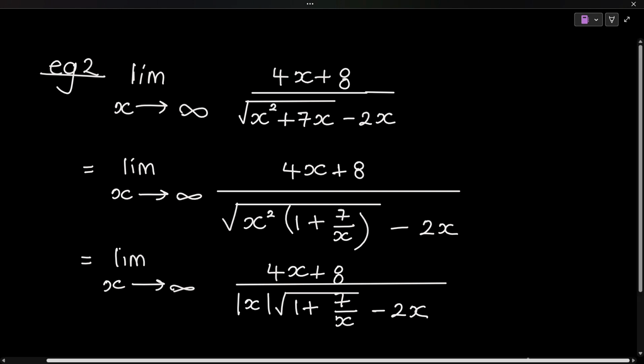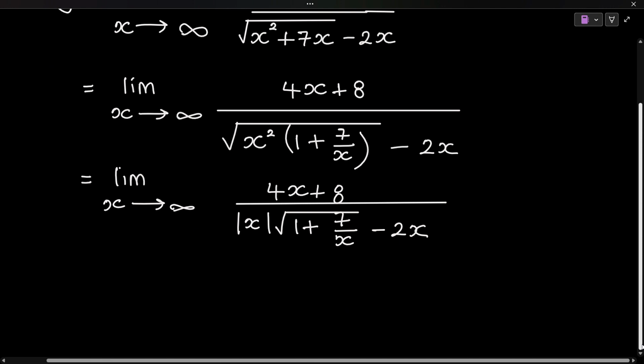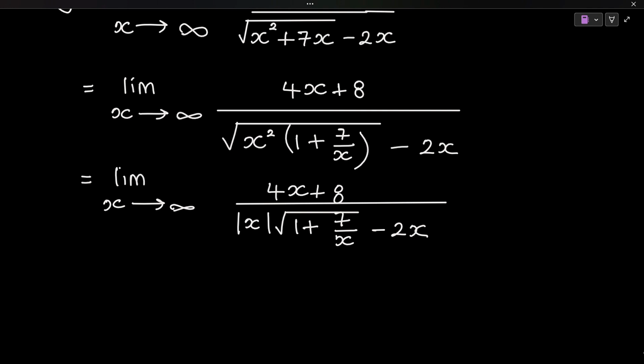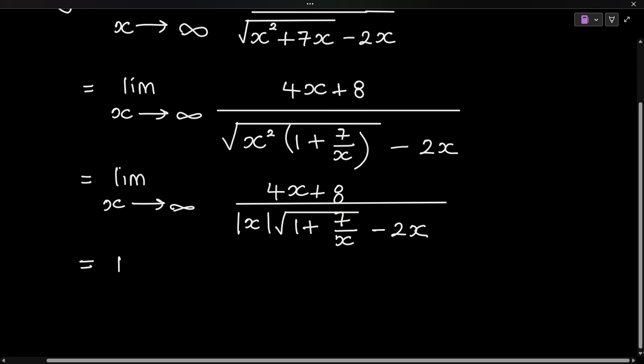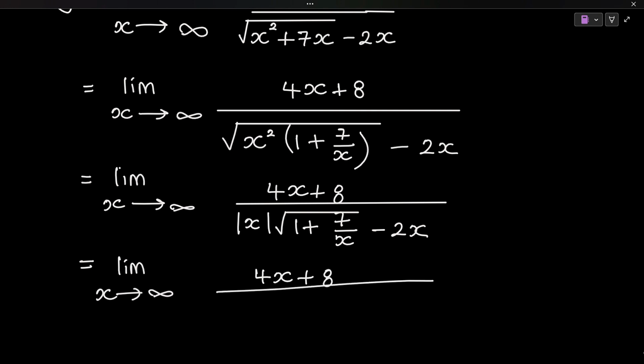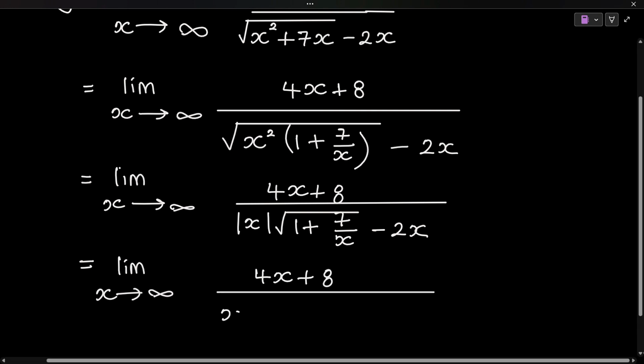The next step is for us to decide whether we are going to use positive x or negative x. Since x is now approaching positive infinity, we need to have positive x values. So in the denominator, we are going to replace the absolute value of x with positive x.